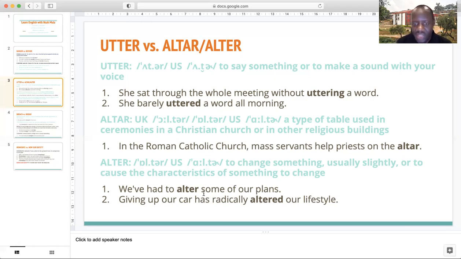I'll be coming back to this later on, but let's take a look at these examples. We've had to alter some of our plans. Giving up our car has radically altered our lifestyle.